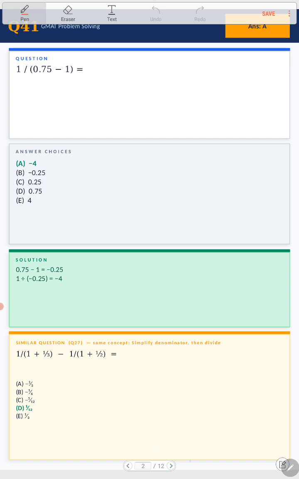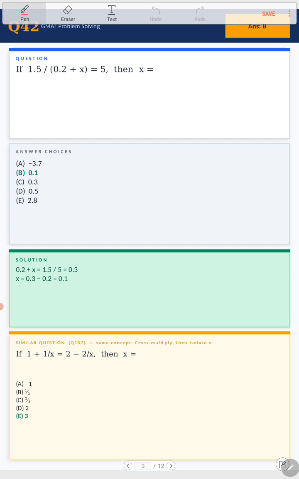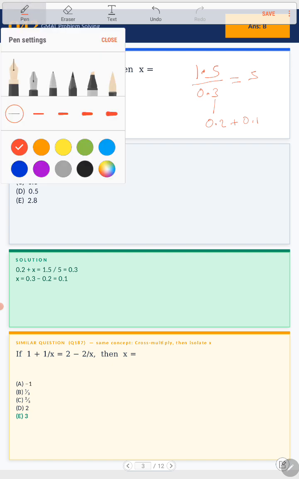Now solving question 42. Question 41 is already similar to question number 42. But if you give me this question to solve without wasting so much time, I will ask myself, I have 1.5. The only thing that can divide 1.5 to give me 5 is 0.3. 1.5 divided by 0.3 is 5. Since I already have 0.2, I need 0.1 to make it 0.3. Remember, an alternative solution is provided.